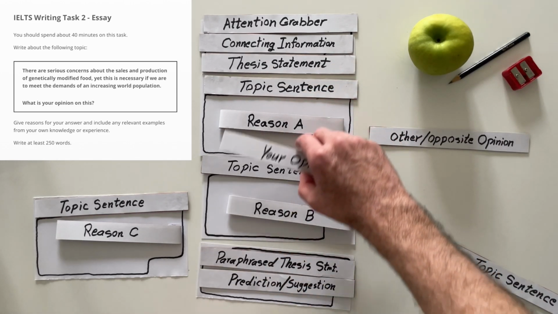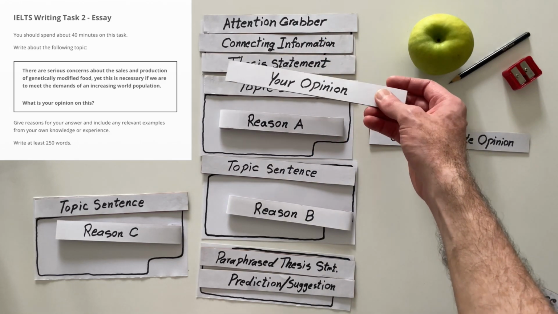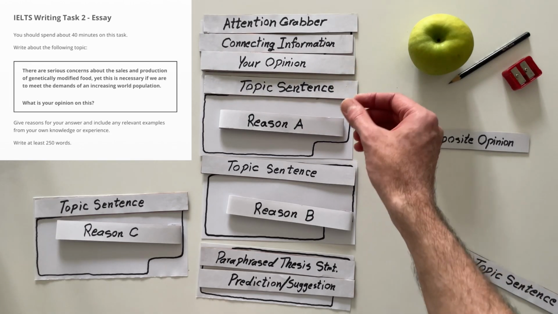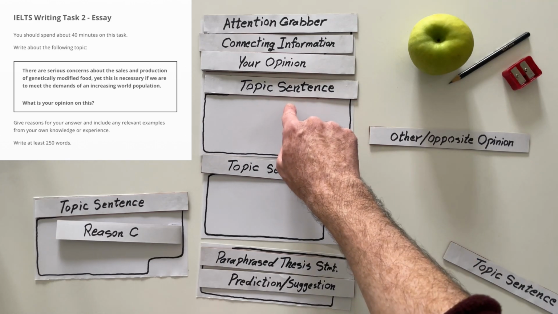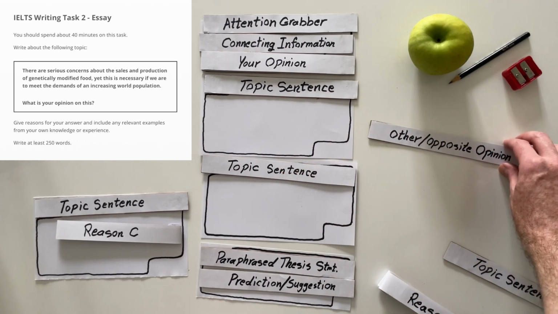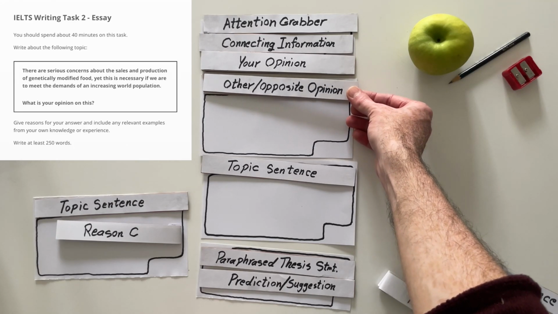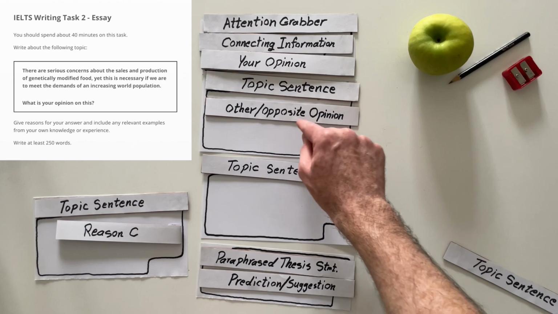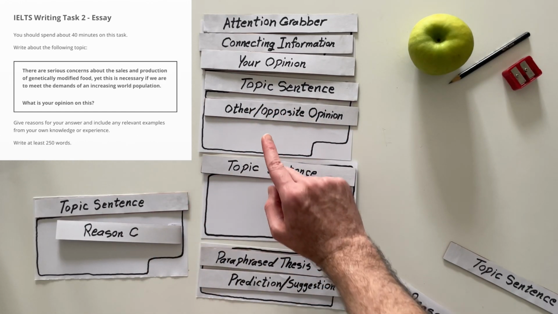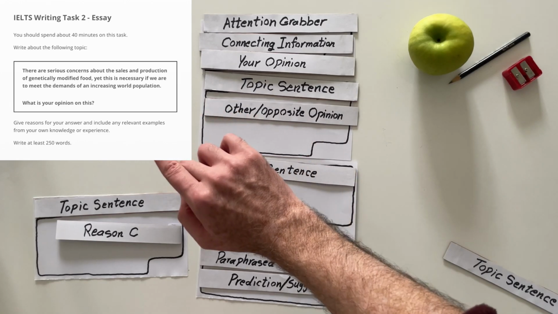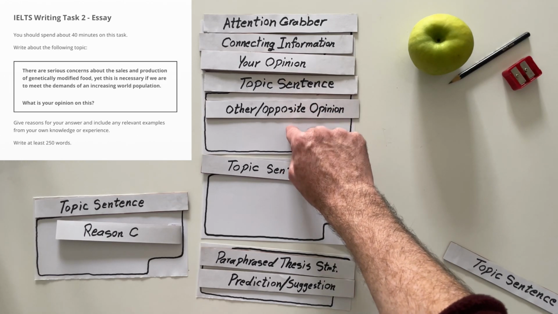You still need to have the attention grabber, connecting info, and the thesis statement. And in the thesis statement, you state your own opinion. But then, in the first sentence, you can say what other people think. So this goes here, but only for the purpose that you state them. And you need to show how bad this opinion is in this paragraph.